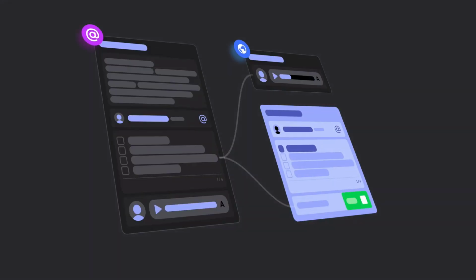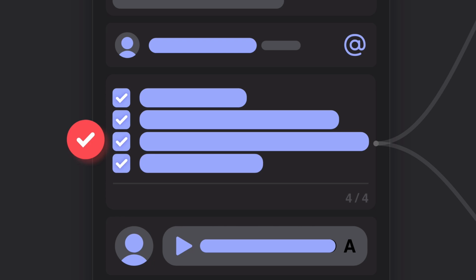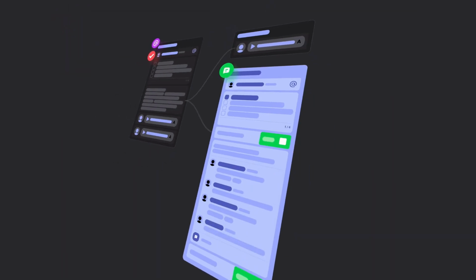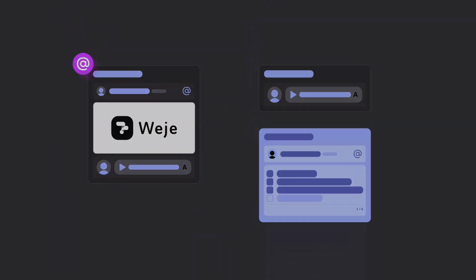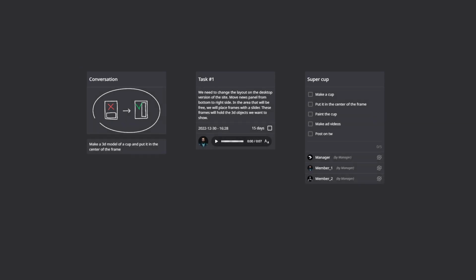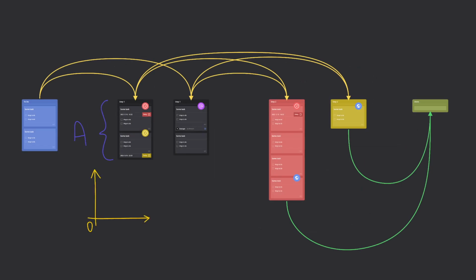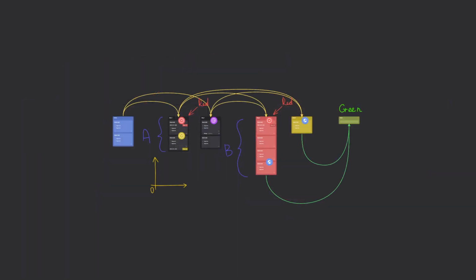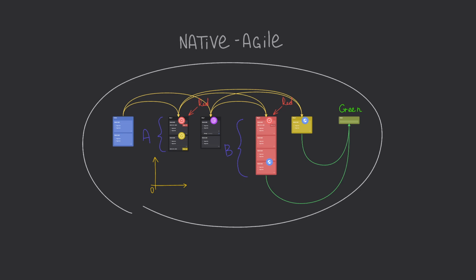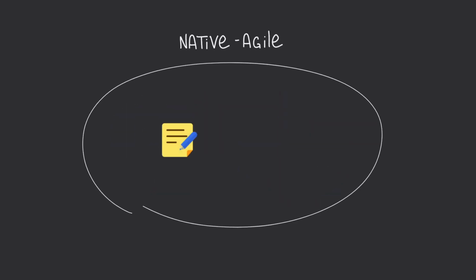Weje is a new project management method specifically designed for Agile horizontal teams. In Weje, all your processes are visually organized on borderless whiteboards with multi-format information cards, lists, and connections. Since project management at Weje relies on a native perception of information, we called our approach Native Agile and developed a set of simple tips for its application.